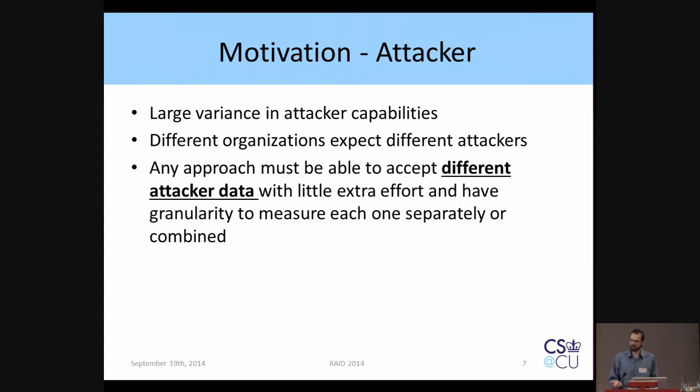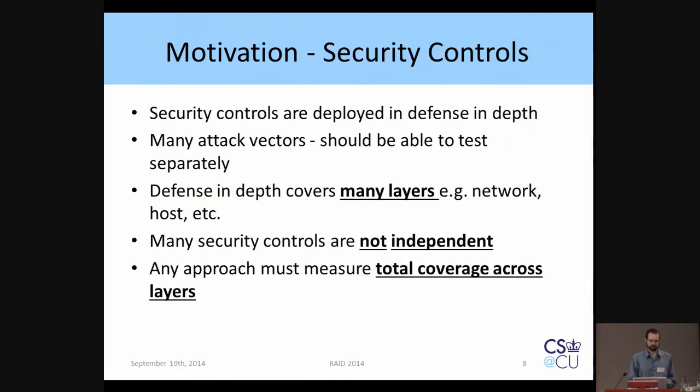We have to be able to represent attacker capabilities. So we have a large variance. You might be worried about somebody who just has access to existing scripts versus nation states, and everything in between. So we have to be able to represent different attacker data and be able to plug that into a framework, and be able to have the granularity to say, well, for a particular set of attackers, you're going to have these results versus another set of attack data, and so on and so forth.